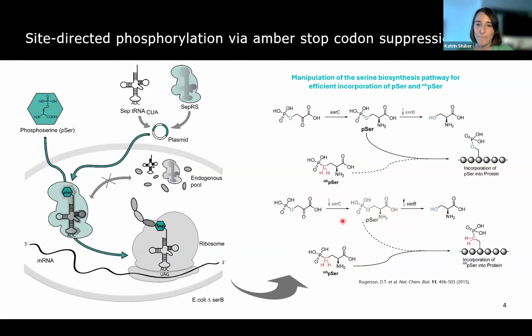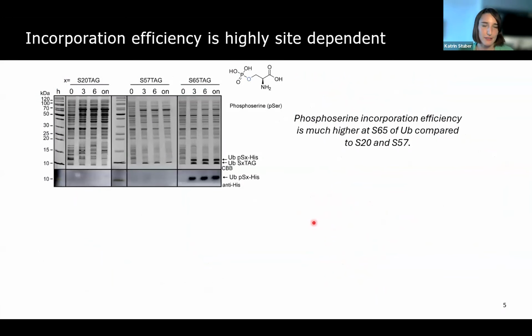So first of all, we did some test expressions for these 3 sites, and we found out that it is highly dependent on the site how efficient the incorporation of phosphoserine is. So on position 65, we can see we get nice full-length product here detected by a C-terminal his tag. However, for position 57 and position 20, we can barely see a full-length product in the anti-his Western blot.